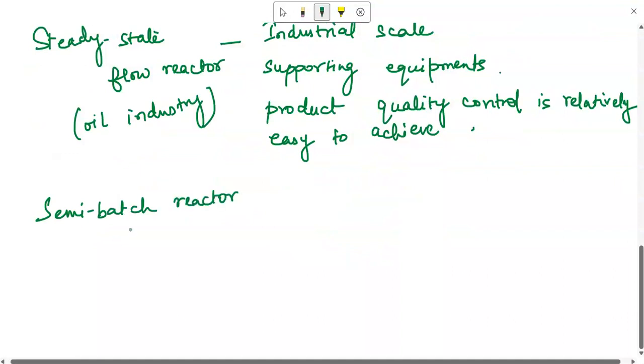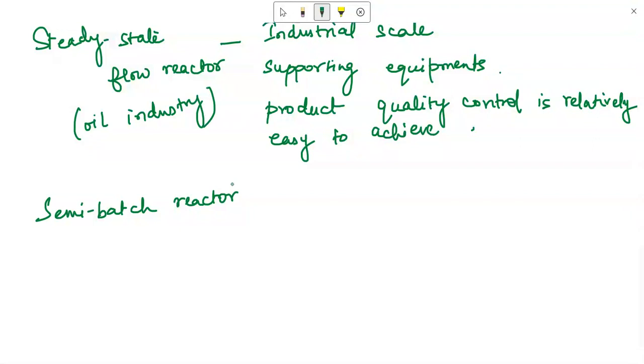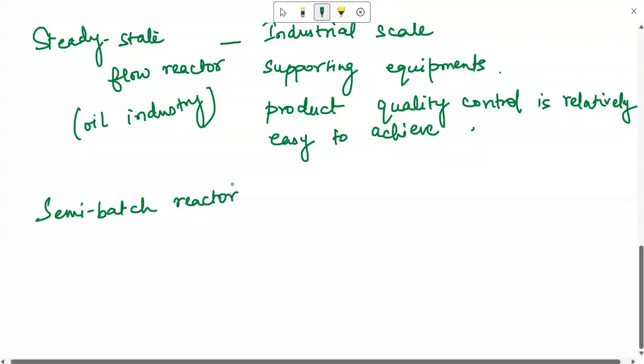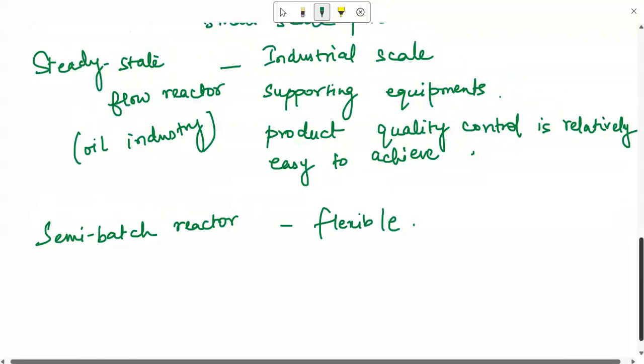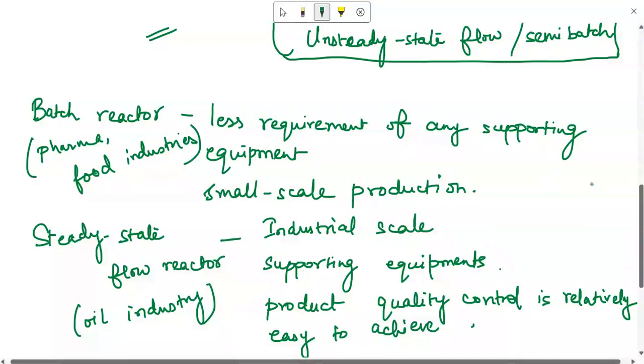So in a semi batch reactor, this again is seen in either of the categories, for industrial scale operation, and also for small scale operation. The idea is that this system is flexible. Flexible meaning, let me just draw a diagram and show you. A batch reactor is like a vessel. Okay, I'm drawing a very small diagram over here. So you have added all your reactive constituents and you are just reacting. After the reaction is over, you can take it out.